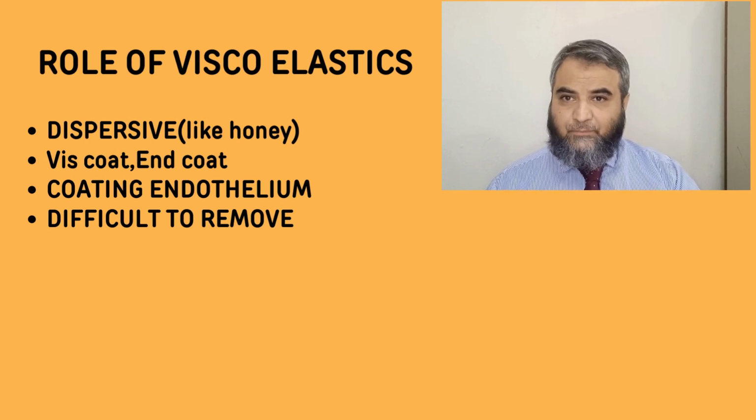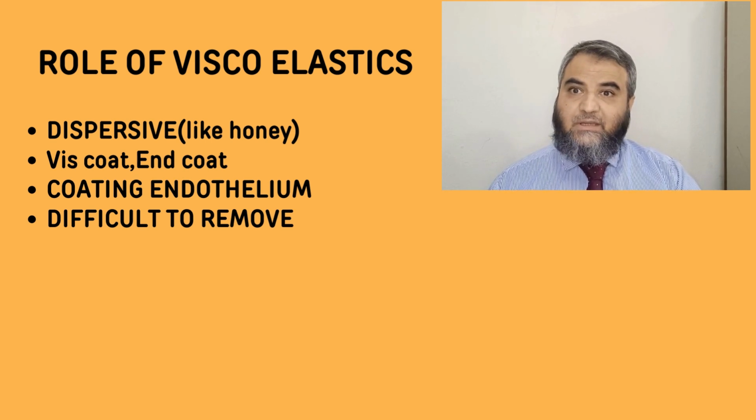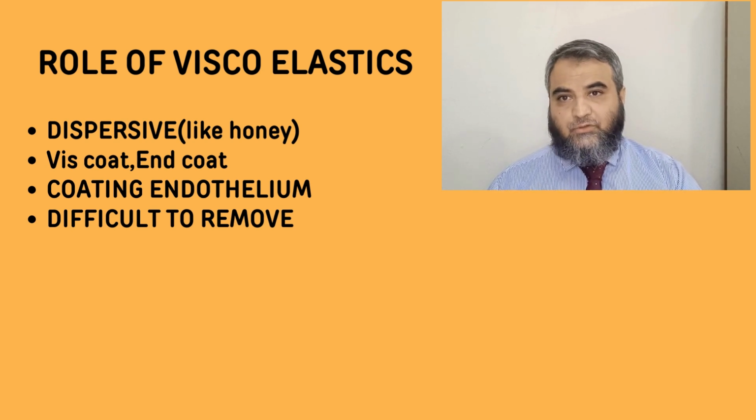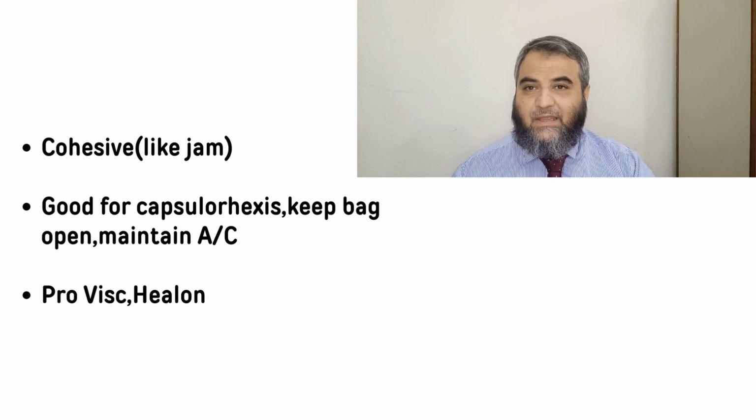Different companies and brands are producing dispersive viscoelastics, which should be used if we encounter a patient with low endothelial cell count, and even in a normal patient, they should be used properly to coat and protect those layers. While cohesive viscoelastics are usually compared to jam, which stays there, fills up the capsular bag, and maintains the anterior chamber. So capsulorhexis can be done easily and comfortably, and IOL insertion is not problematic. So that maintains there.